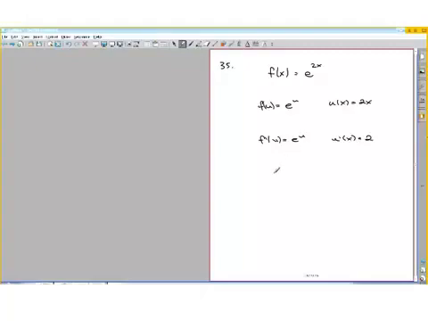So f prime of x is f prime of u times u prime of x. F prime of u is e to the u times u prime of x, which is 2. So that becomes 2 e to the u. And then we substitute u back in, so you get 2e to the 2x.